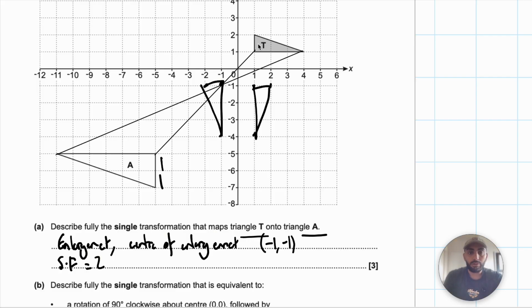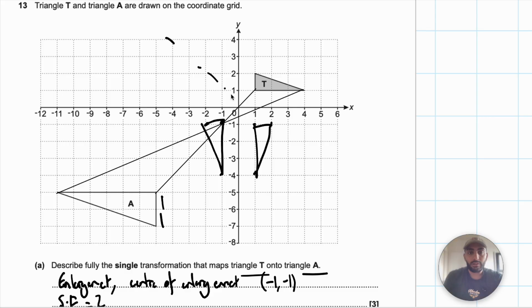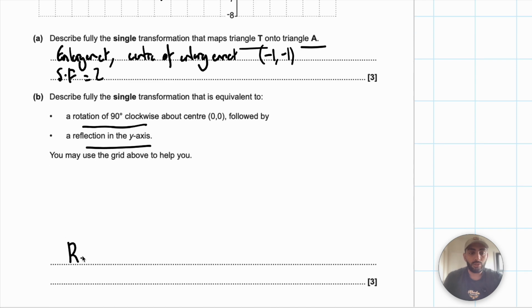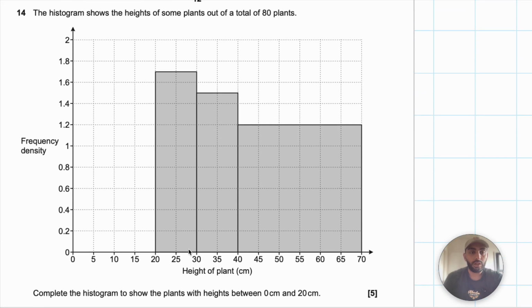So how have we gone from this shape to this shape? I can see if I put a mirror down here in a diagonal line, it would reflect onto there. But what would the equation of that line be? I can see I've got 0, 0, and then I've got 1, -1, and 2, -2. It's quite similar to the y equals x equation, but that would be in that direction. So we want the other one. We want y equals -x. So we would say a reflection in y equals -x.